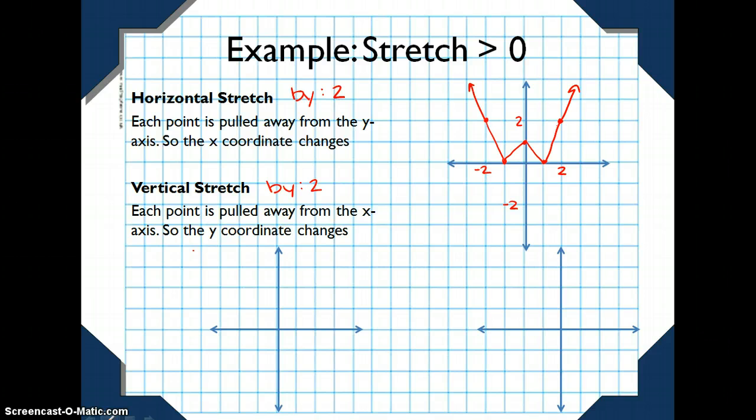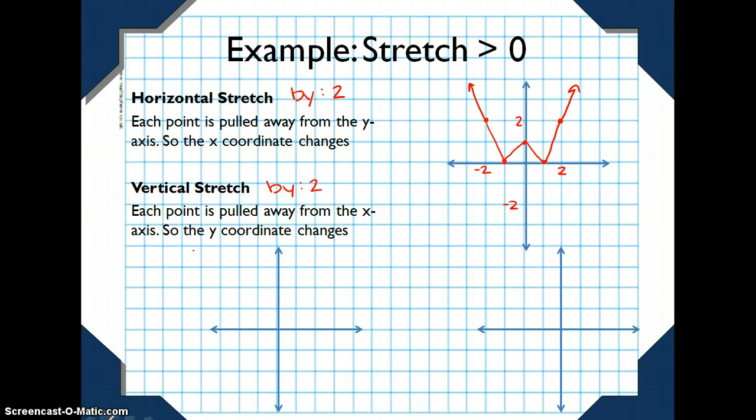So stretch is when you multiply by a number greater than 0, and depending on the kind of stretch you're working with, it's either going to affect the y-axis or the x-axis. So horizontal stretch, each point is pulled away from the y-axis, so the x-coordinate is what's going to change.